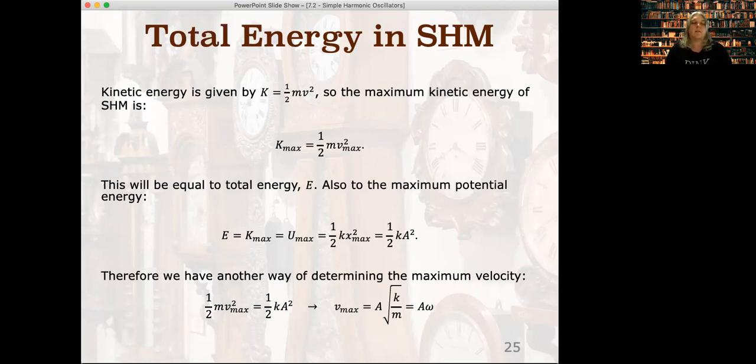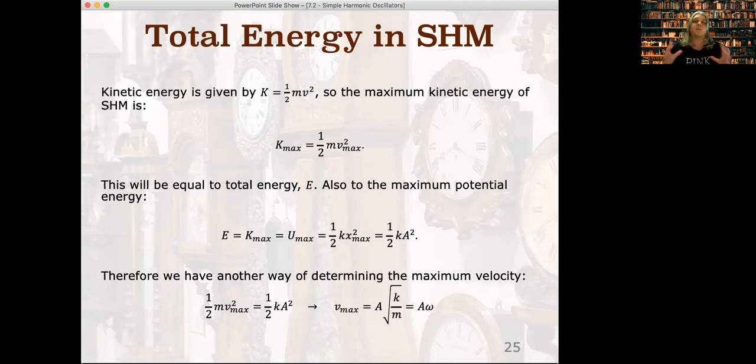If half mv squared is going to be equal to half kA squared, then we can just rearrange those to solve for the maximum velocity, and we get Aω, or A square root k over m, but we already saw that was ω. So it's just another way to get there, but the point here is just to be thinking about these energies.